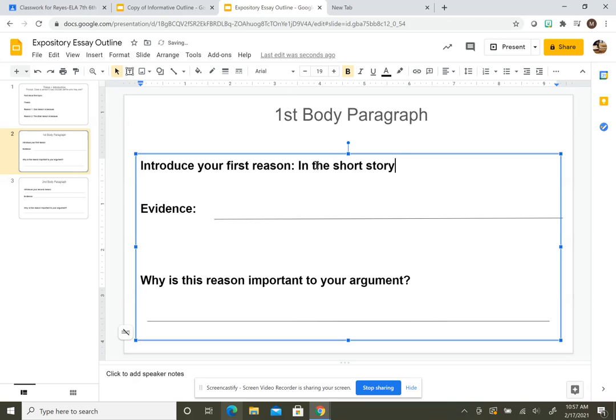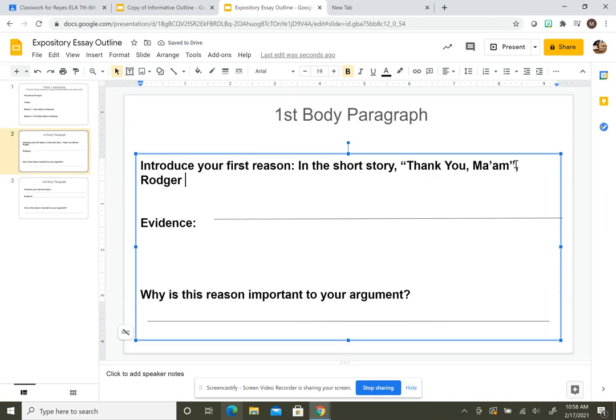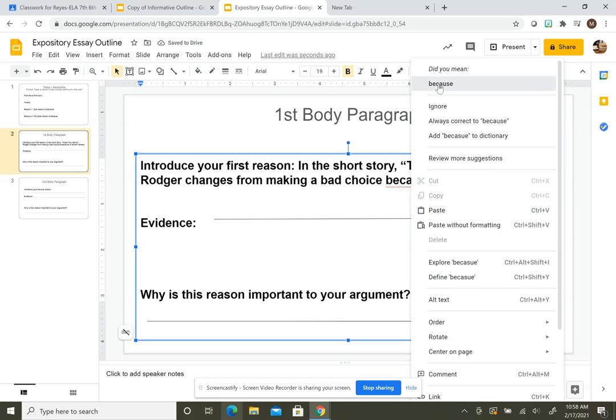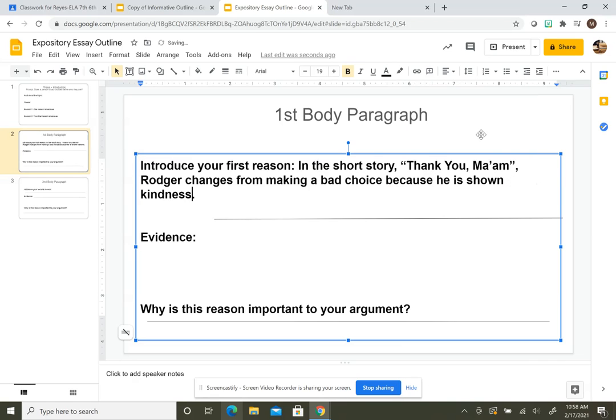In the short story, Thank You, Ma'am. And then I want to go through and put my parentheses since it is a short story. Roger changes from making a bad choice because he is shown kindness. And then always go through and fix any spelling mistakes you may have made.